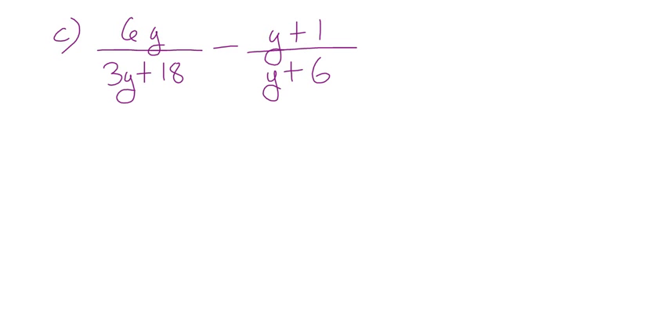Okay, so here it is. What's the first step? Factor the denominators. So, how do you factor 3y plus 18? What's the common factor between 3 and 18? 3. Okay, what do we get?